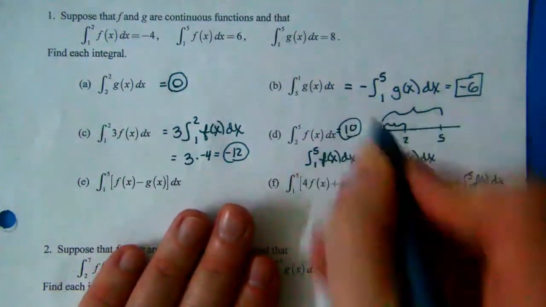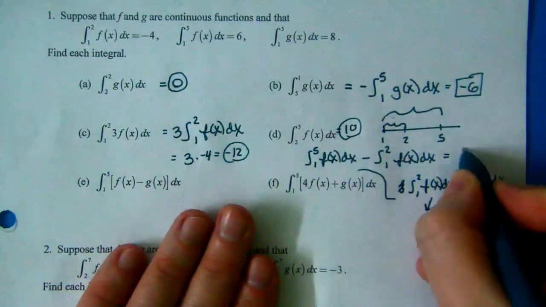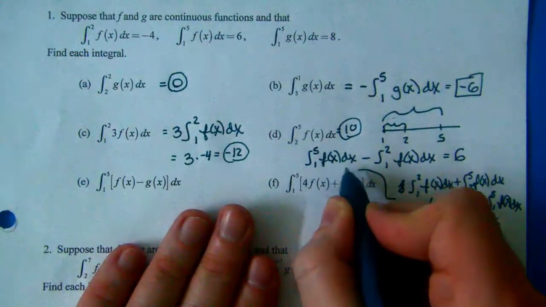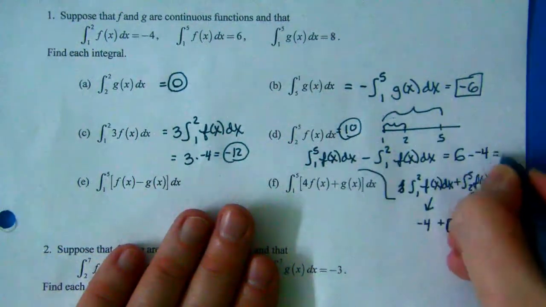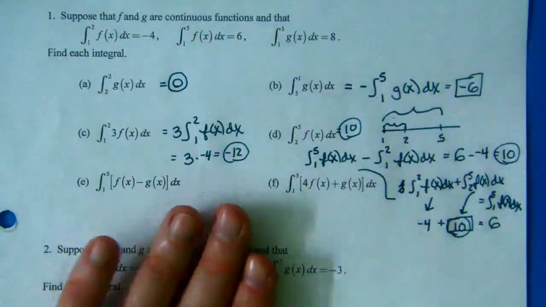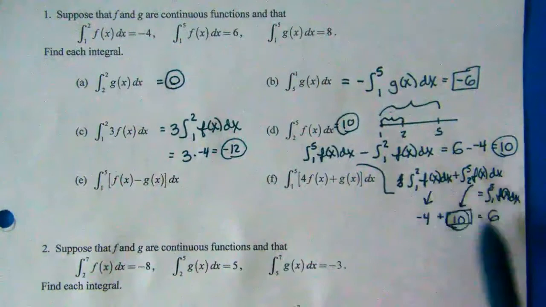If instead you see what I'm doing with this subtraction problem, you could go straight to that by doing the integral from 1 to 5 of f of x dx is 6, minus the integral from 1 to 2 is negative 4, and you're going to get 10 out of that. Either way will work. Sometimes I think the way on the bottom is a little bit easier.